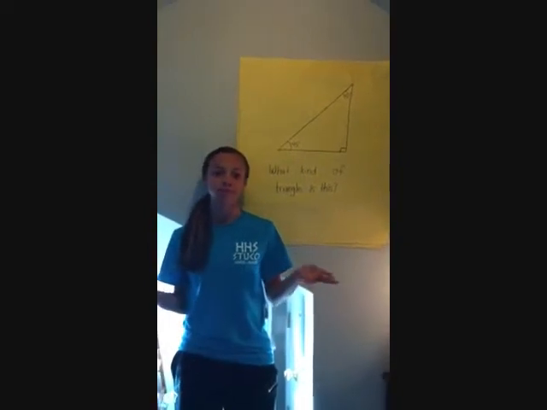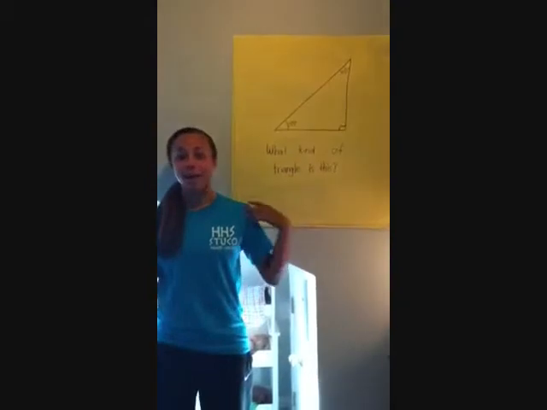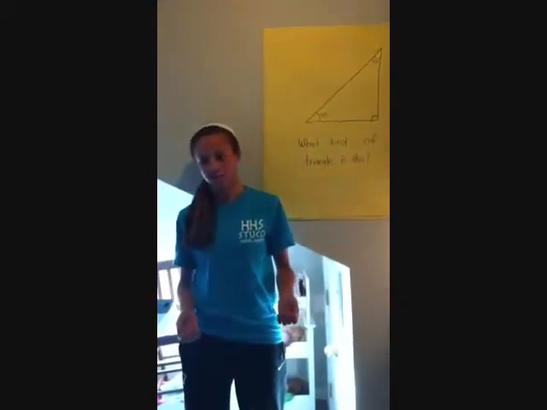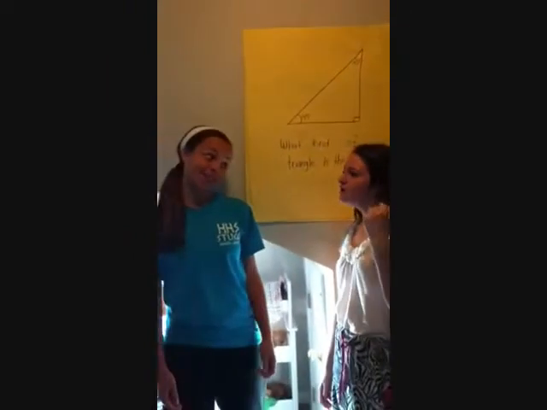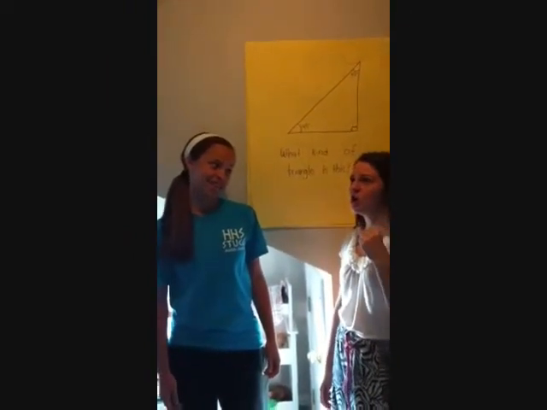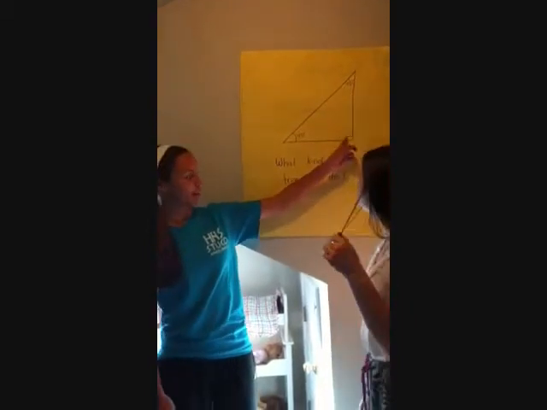What triangle is this? Does anybody know? This is a rectangle. No. Okay, anybody else know? It's like an isosceles, right? What kind of right? No. It's an isosceles right triangle because of the right angle.